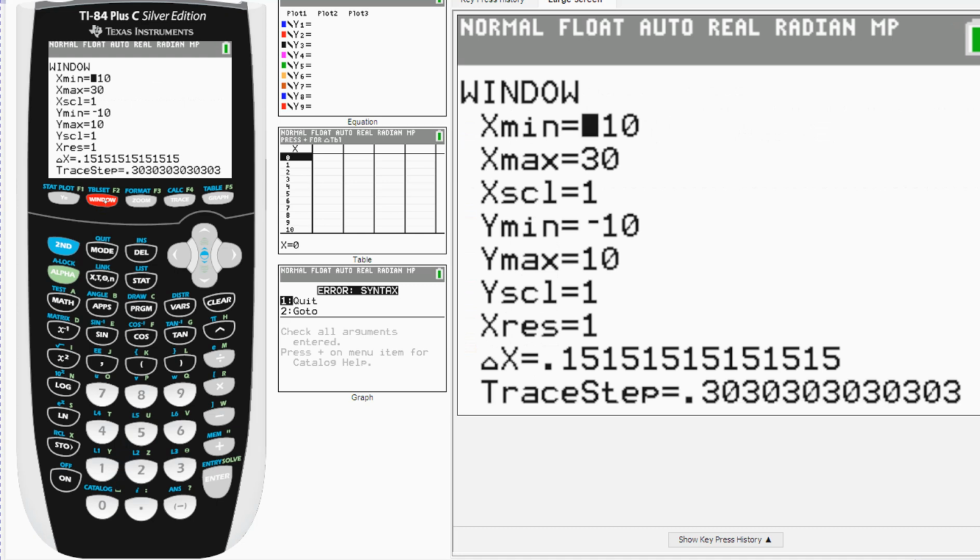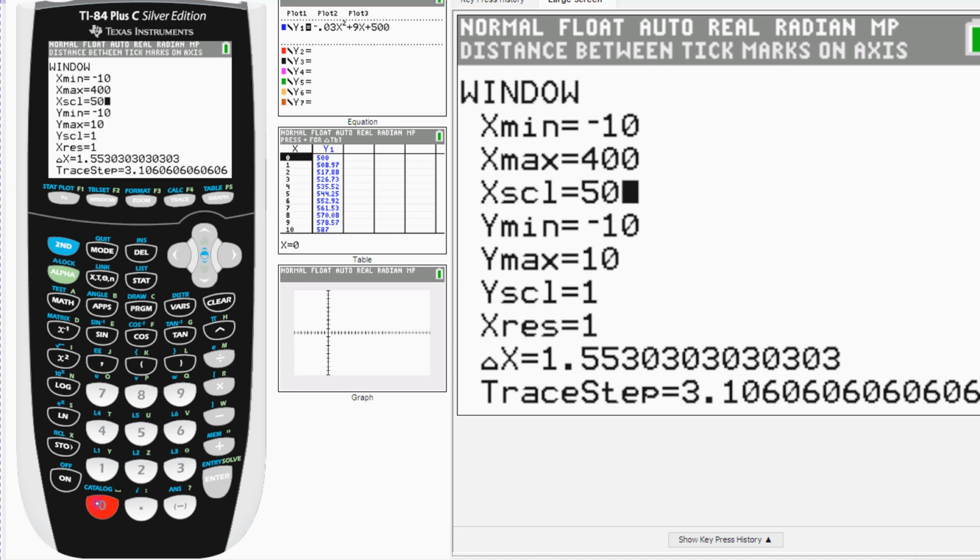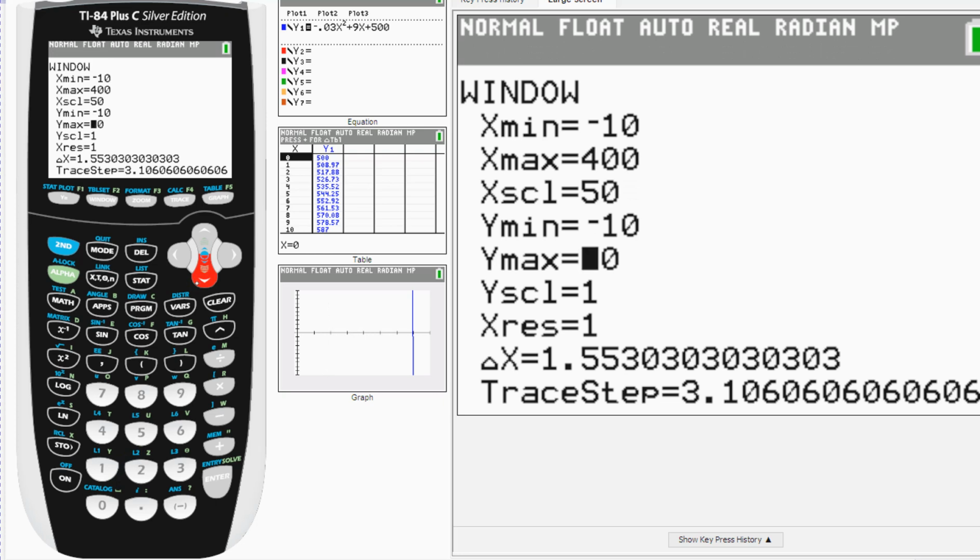At the very least, and I like to leave the negative so that I can see my axes, I know I need to go to 400, because that's what they said in my domain. I might scale by 50 so I don't have a whole bunch of dash marks. Then the y I also need to change. I might leave it at negative 10, but I know I need to go up beyond. If I look at my table here, it looks like things are above 500. So I might go 1,000, double my y-intercept, right? My y-intercept is at 500, right? 0, 500, and scale by 100.